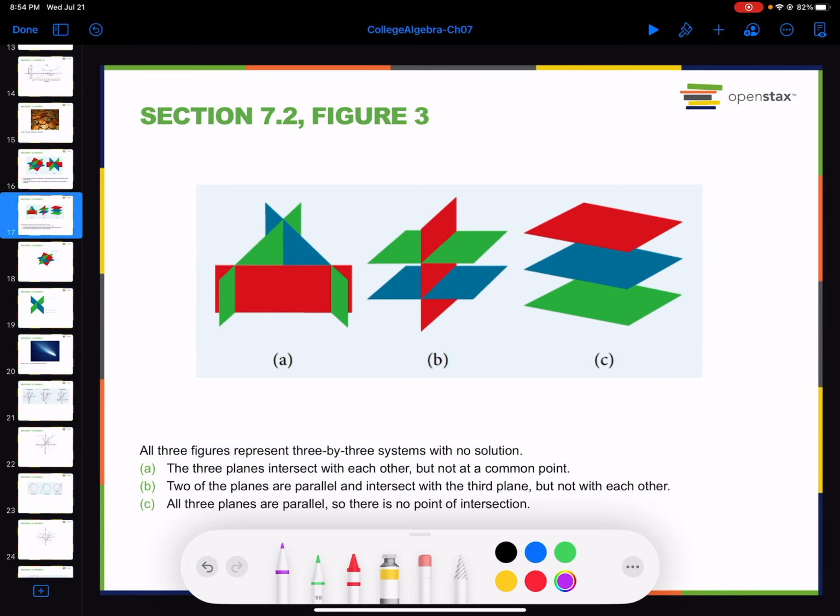Here's some more examples of what that could look like if you were talking about planes. You've got your 3 variables now, your x, y, and z, and you can have intersections between just two of the planes. Here you also have some intersections of 2 planes. And then here, all the planes are parallel, and they aren't going to touch at all. The gaps don't necessarily have to be the same, but either way, they're parallel, so they're not going to intersect.